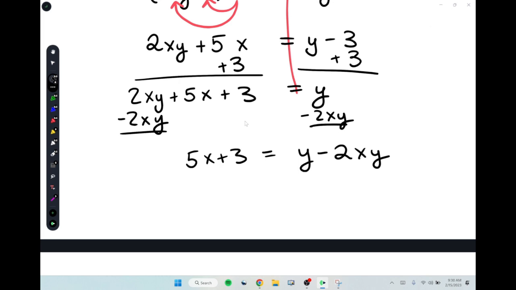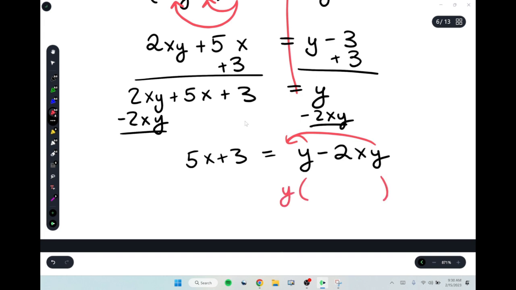Back down, factor out a y? Yes. Like that? Yes. Boom. y times 1 minus 2x. Could you have divided by negative 2x? Or no? Yeah, but you're just making fractions here.